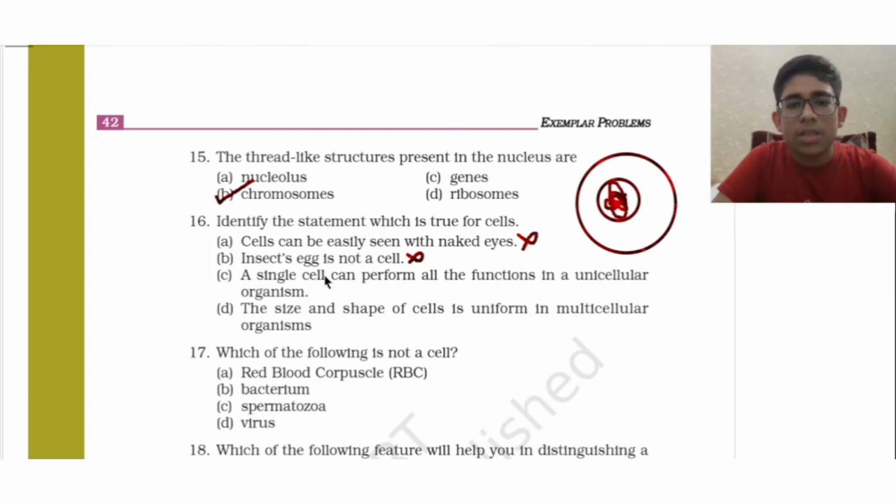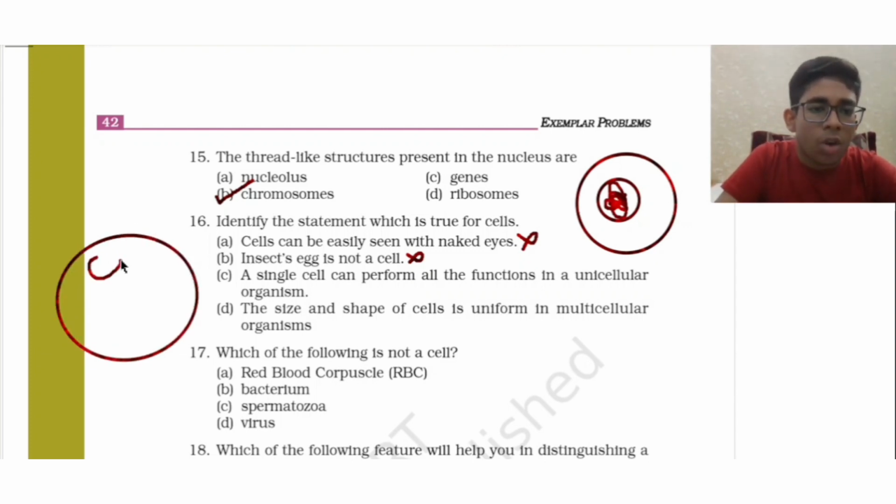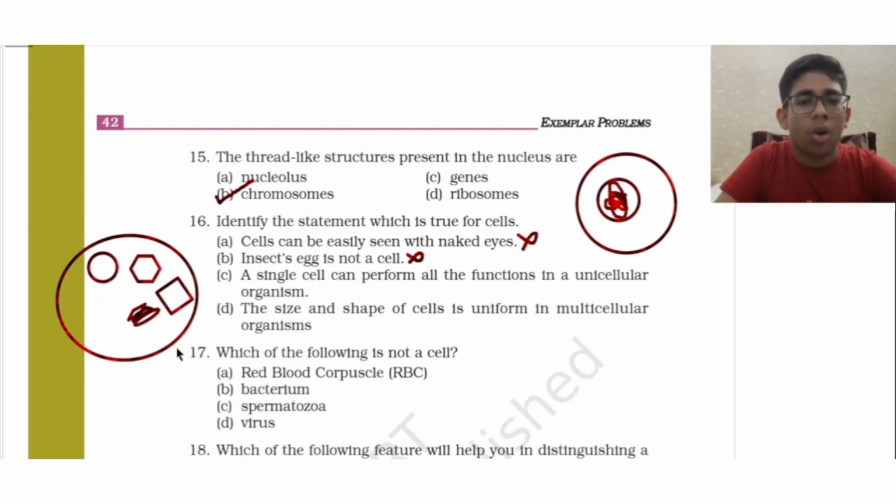Next, a single cell can perform all the functions in a unicellular organism. Yes, this is correct. We know that this is our basic cell. Inside that we have mitochondria for respiration, chloroplast for photosynthesis, another organelle nucleus for controlling, that is the brain of the cell. We have Golgi apparatus for packaging. So we have many organelles, and these organelles are capable of doing all the things that a fully mature multicellular organism can do. So this is correct.